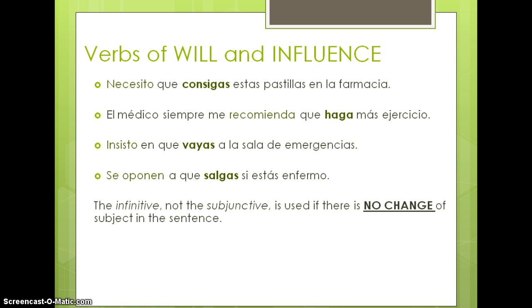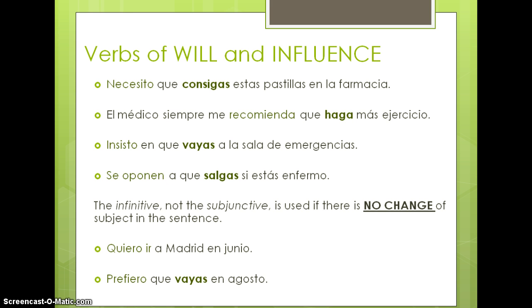Now, what happens if there is no change in subject? Well, the infinitive is used, not the subjunctive. So, our sentences would look like this. Quiero ir a Madrid en junio. No change in subject, no subjunctive. Prefiero que vayas en agosto. Change in subject, therefore, we need to use a subjunctive.